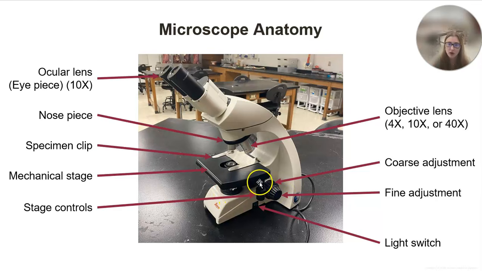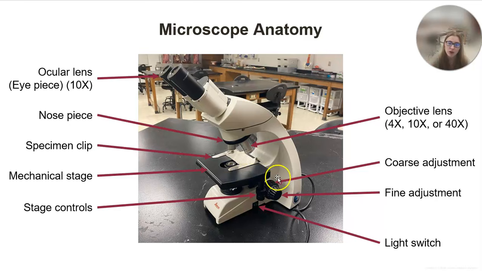Then we also have this arm down here. We'll see that better in another slide. And the stage controls, there are 2 components to it. There's a top portion and a bottom portion, and each of those 2 dials is going to control a different plane of motion. One of the sections is going to control the forward and backward of this metal plate here, and the other portion is going to control the left to right.